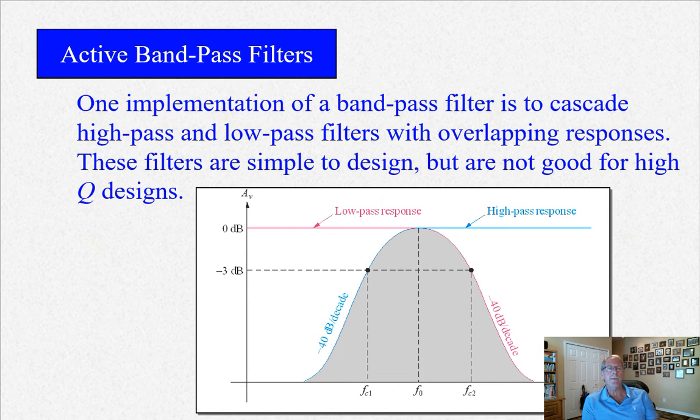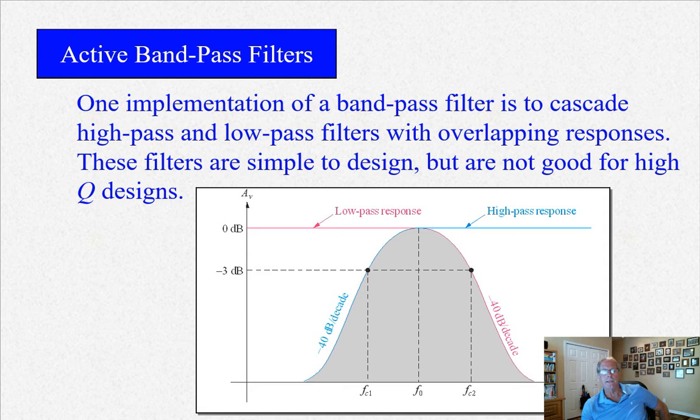Anyway, you can make bandpass filters out of low pass filters and high pass filters, right? So you can pass, like showing here, a low pass response and then a high pass response. These are probably flipped around a little bit. This should be the high pass response over here and the low pass response over here. And you put those in cascade and you end up with a bandpass filter.